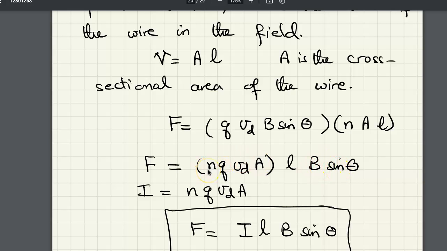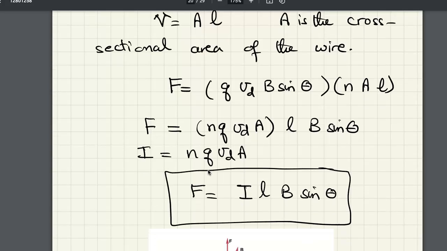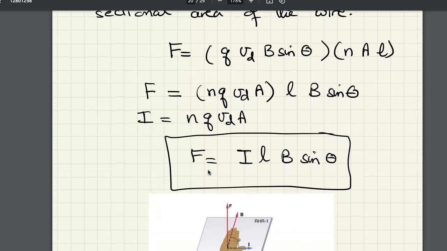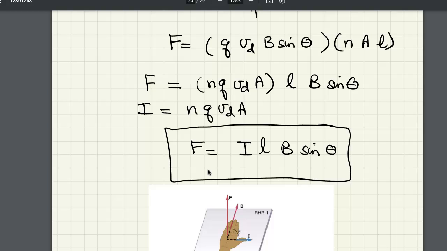And if you still remember, this is the calculation of the current using the drift velocity: I equals nQv_d times A. And therefore, the force is going to be I times LB sine theta. This is different from when it is a single charge. When it is a charge, it's going to be QvB sine theta. When it is a conductor, it's going to be I, the current in that conductor, L, the length of the conductor, B, the strength of the magnetic field, sine theta.